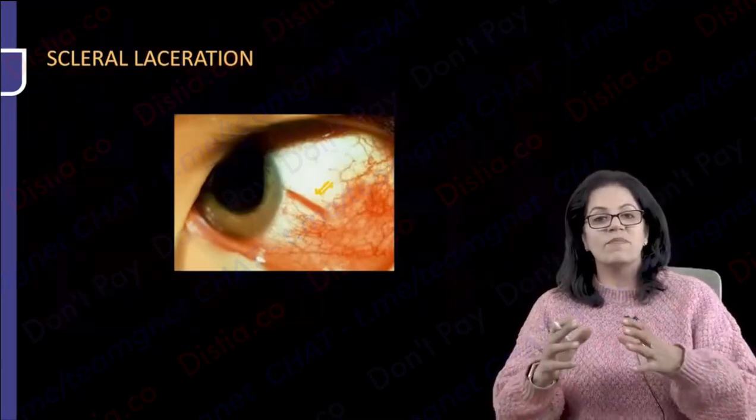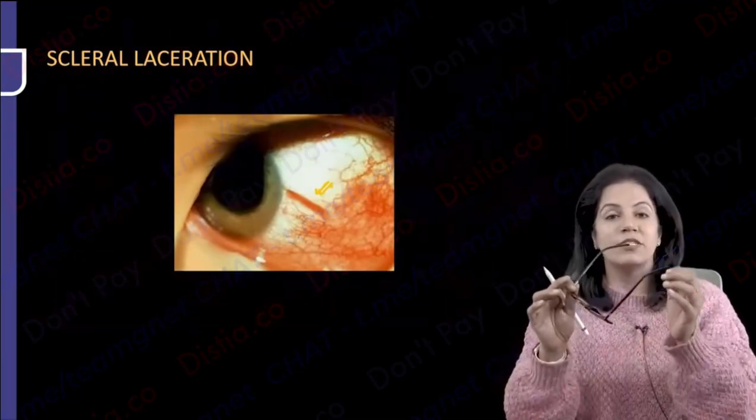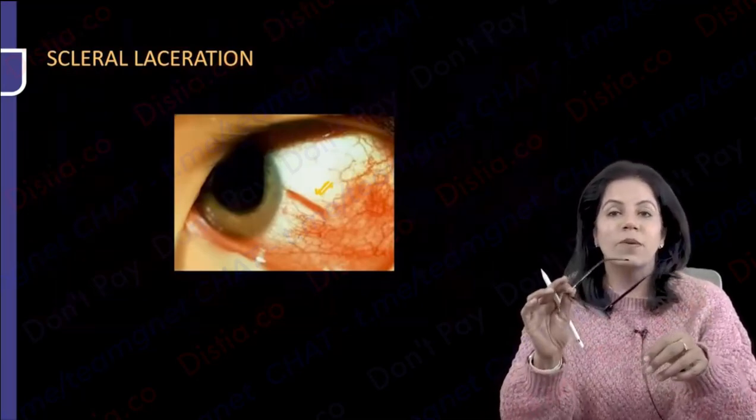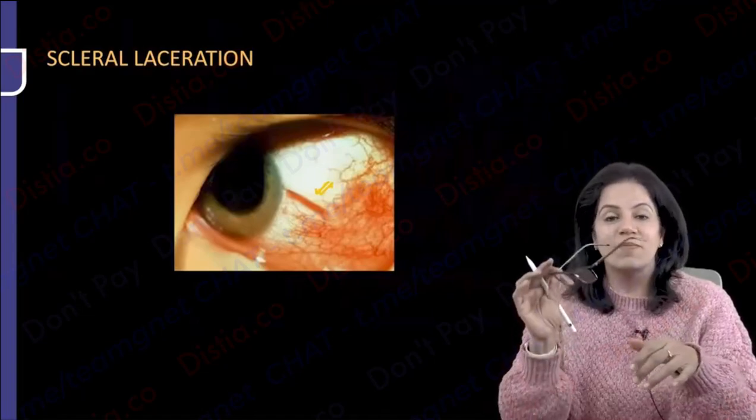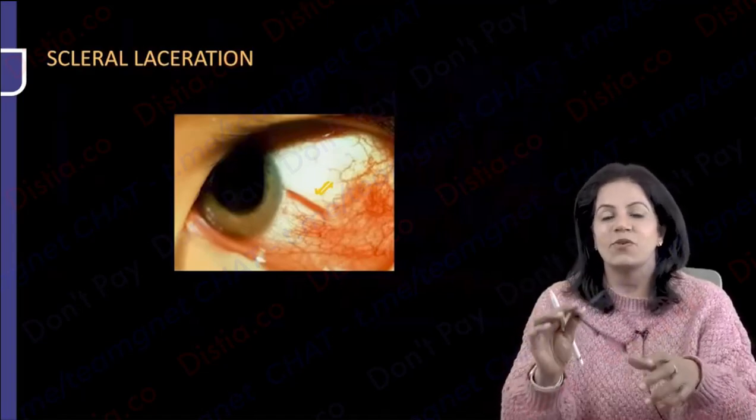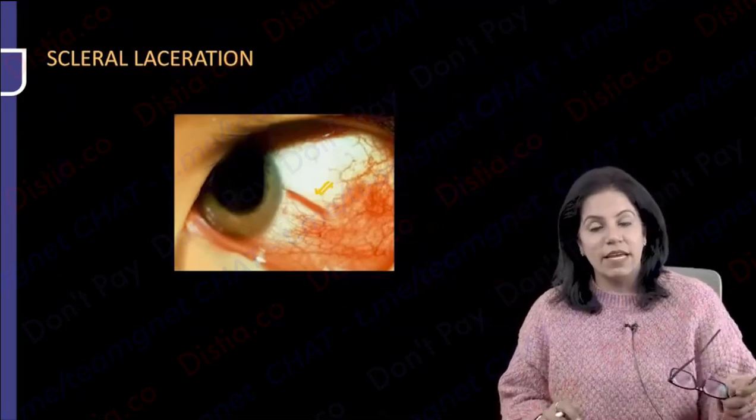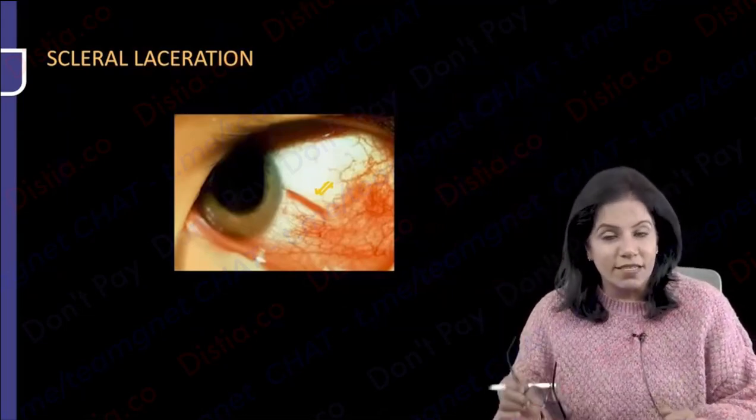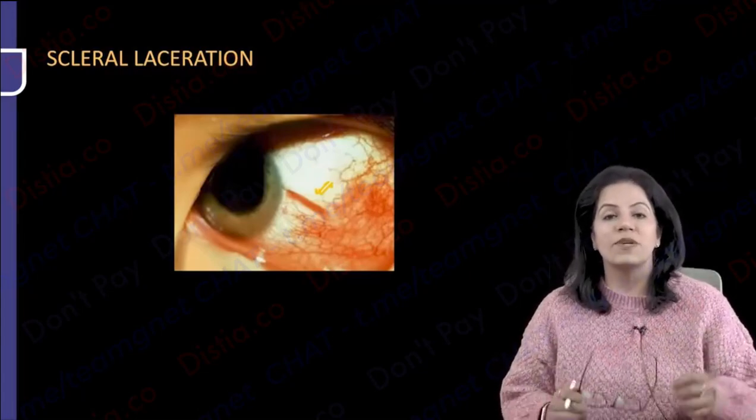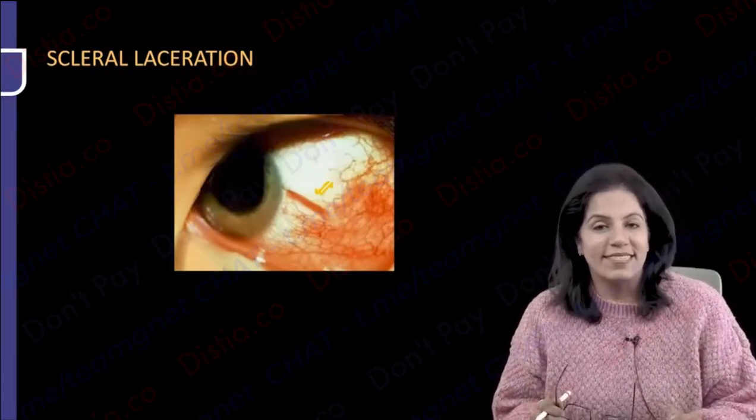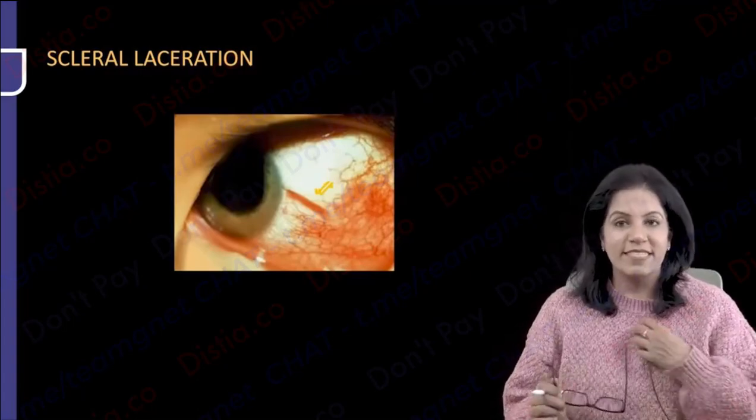All of you tell me one very important thing when you talk about perforating injuries or penetrating trauma, what we have to keep in mind is sympathetic ophthalmitis. Don't forget, after penetrating injury in one eye, there can be uveitis in the other eye due to the autoimmune reaction towards the uveal antigen. Okay, we are not going to forget this, right?